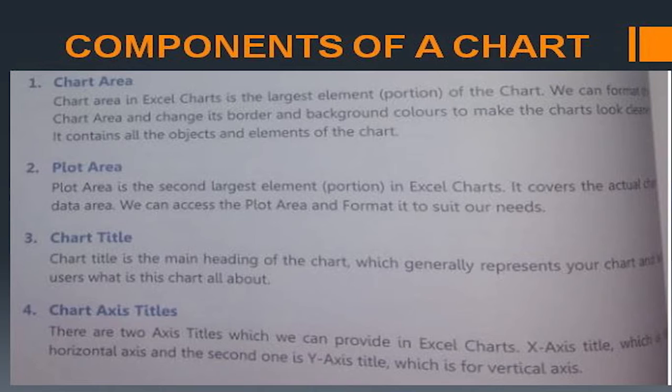First one is components of a chart. Suppose you have a house or room. What are the components of that room? To construct the room, we use cement, brick, concrete, and tiles, and all these things are used to construct a house. Like that, to draw a chart we require some components. First one is chart area. Chart area in Excel is the largest portion of the chart. We can format the chart area, its border and background colors, to make the chart look clean. It contains all the objects and elements of the chart.